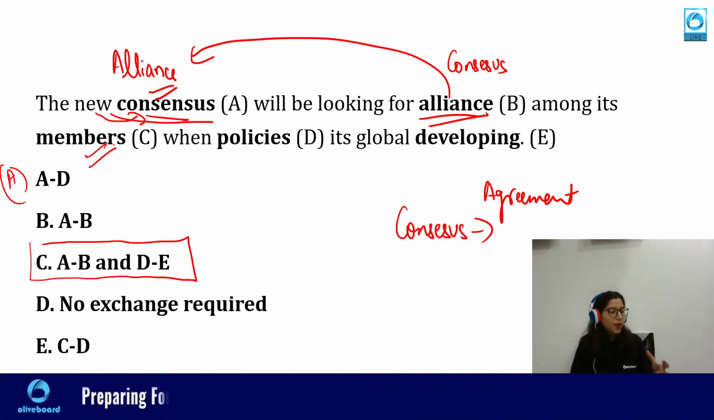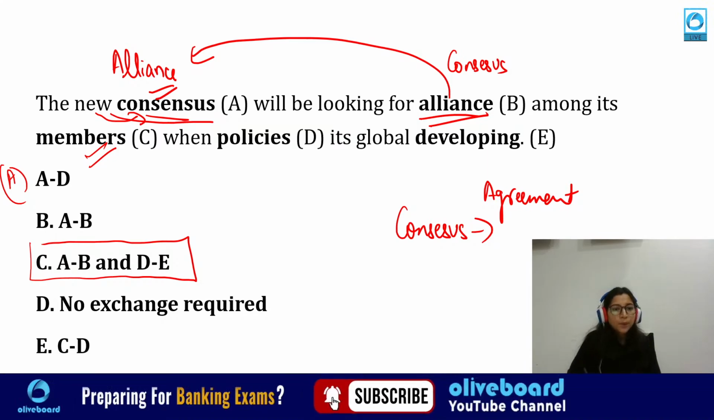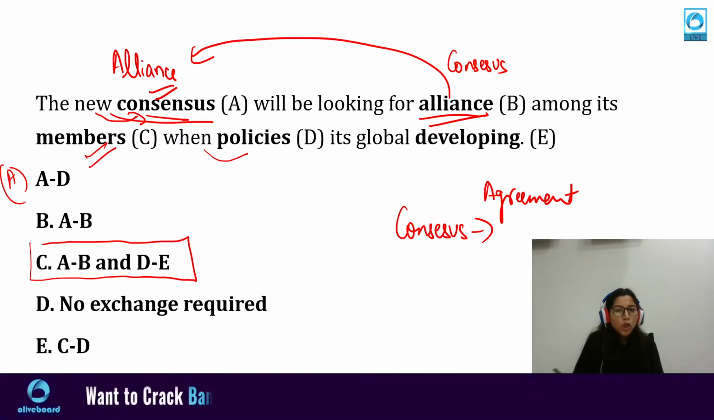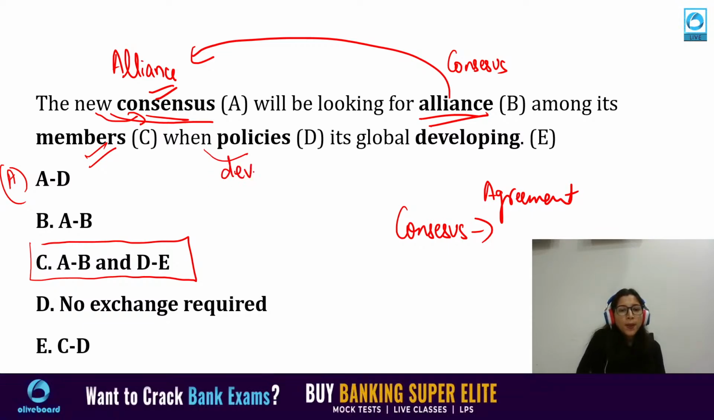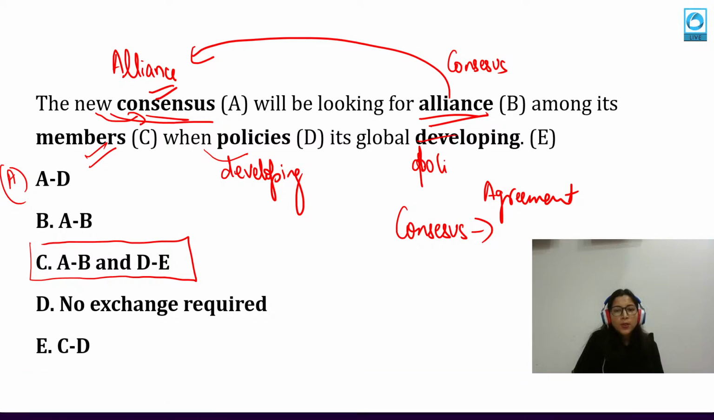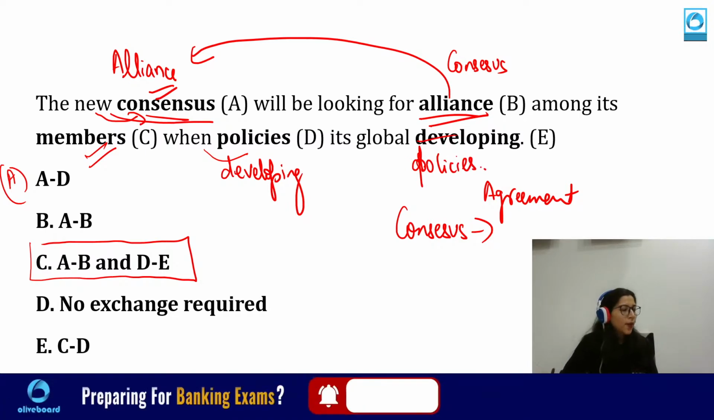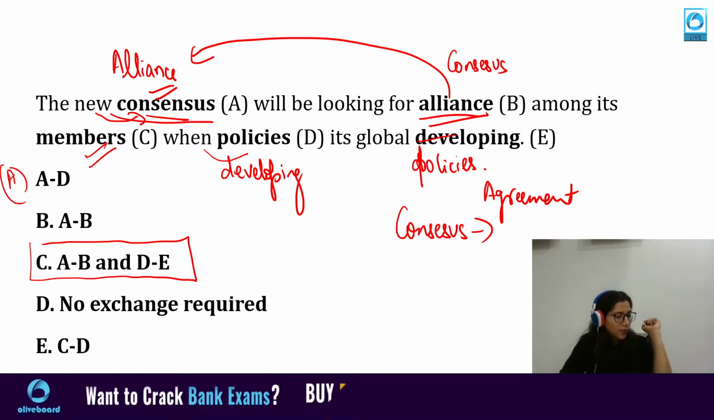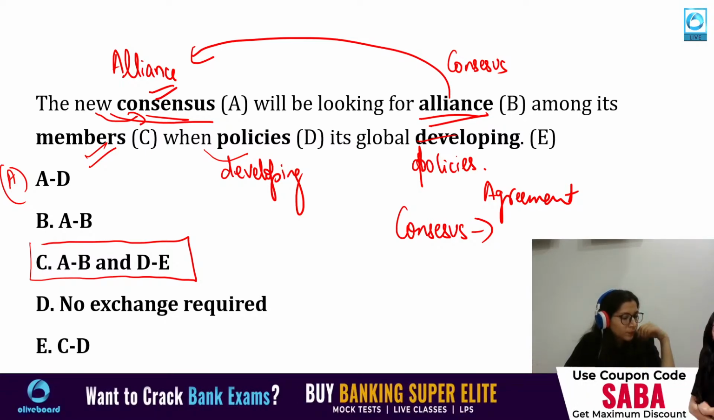That they will be needing agreement among its members when policies. It's global developing, not making any sense. So it will be when developing its global policies. It's very simple, guys. When developing its global policies. Now, did you get the sense that the new alliance will be looking for consensus among its members when they will be developing global policies? Clear to everyone?